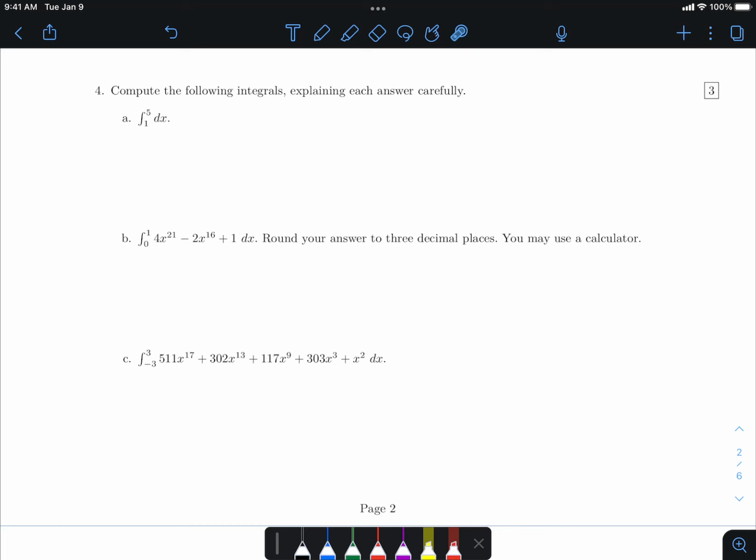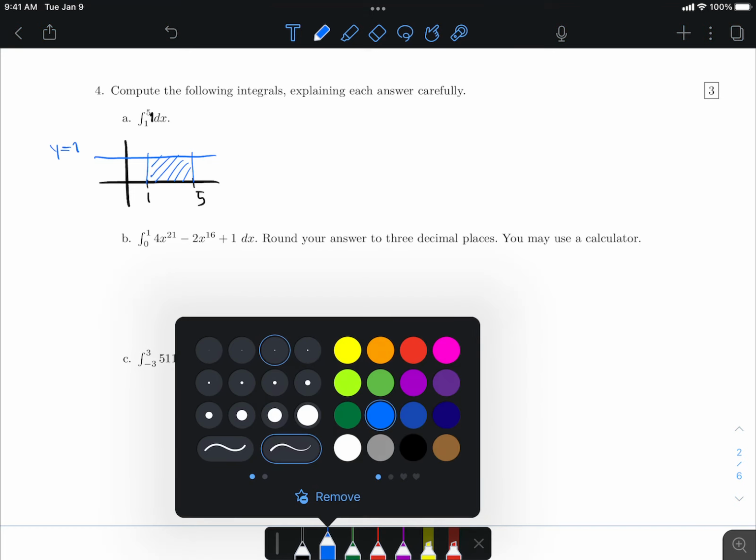So I have now three integrals I need to compute. The first one starts simply by just asking for the integral from 1 to 5 of dx, or just 1 dx, right? It's as if I had a 1 multiplying here, and the consequence of that is that I have the function y equals 1, so this is a constant function at height 1, and I'm integrating that from 1 to 5, so that for me would be the area. That's what the integral wants.